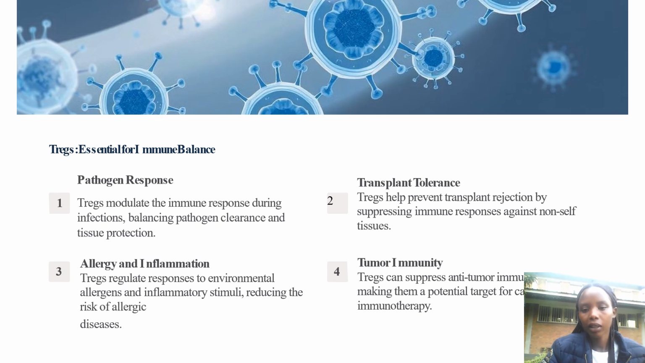Tregs help prevent transplant rejection by suppressing immune responses against non-self tissues. And then tumor immunity. Here Tregs can suppress anti-tumor immunity, making them a potential target for immunotherapy.